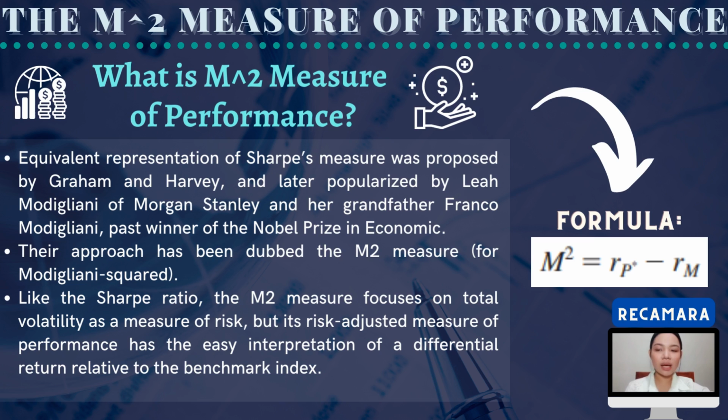That is, if the managed portfolio had lower standard deviation than the index, then it would be leveraged by borrowing money and investing the proceeds in the portfolio. Because the market index and portfolio have the same standard deviation, we may compare their performance simply by comparing returns. The M-squared measure's simple form of formula is shown above.